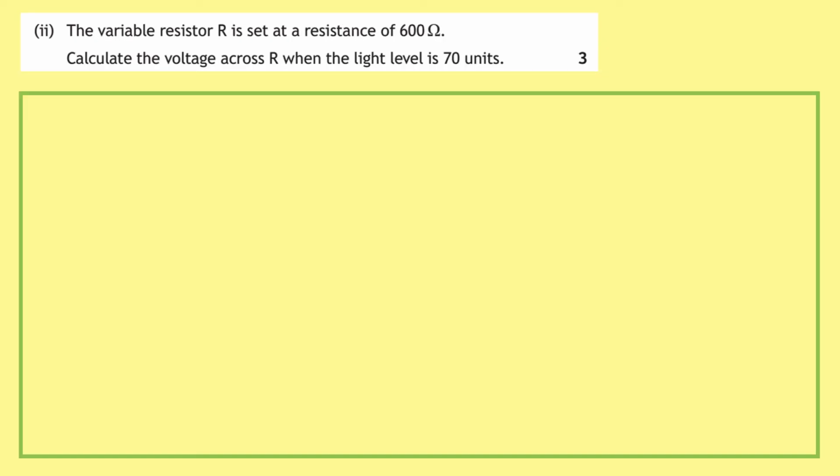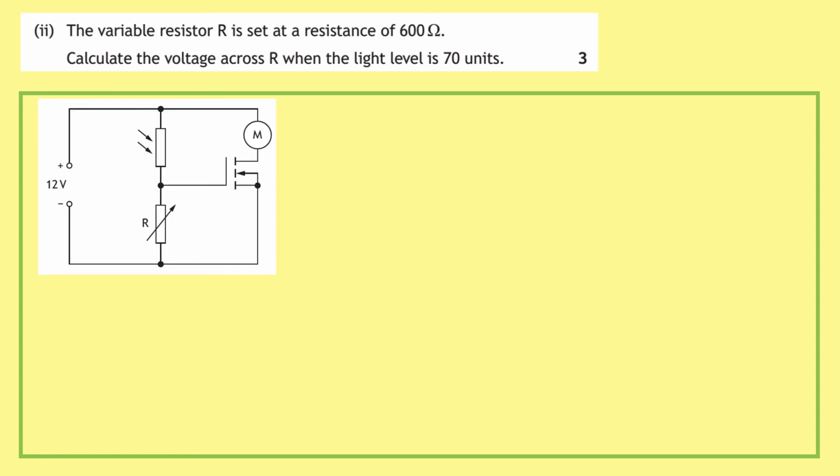Part 2. The variable resistor R is set at a resistance of 600 ohms. Calculate the voltage across R when the light level is 70 units. First of all, let's bring back our circuit diagram, and we can add on some numbers to this. We can see we've already got 12 volts on there. That's our supply voltage. We've just been told the variable resistor R is set to a resistance of 600 ohms. So there's 600 ohms just here. And calculate the voltage across R when the light level is 70 units. That was in our previous question.